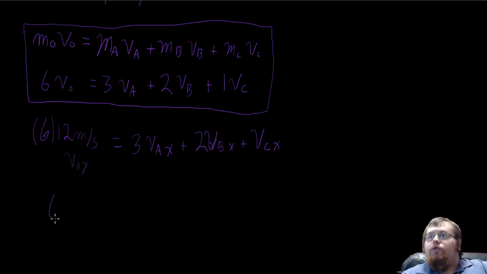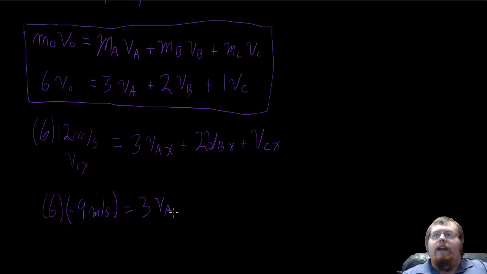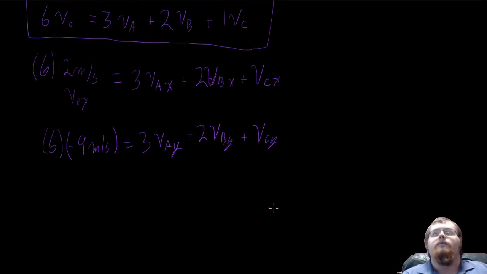Next, we're going to go to our Y, keeping all the same masses. In this one, we were given a total of 9 meters a second. And this is going to be equal to 3 VAY plus 2 VBY plus VCY. And let me scroll a little bit, that way I can see what I'm actually working on.